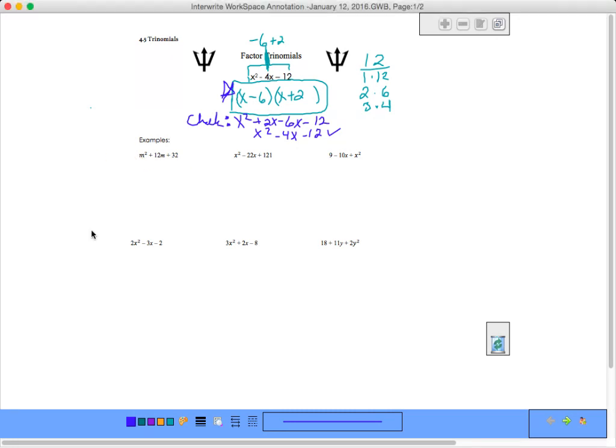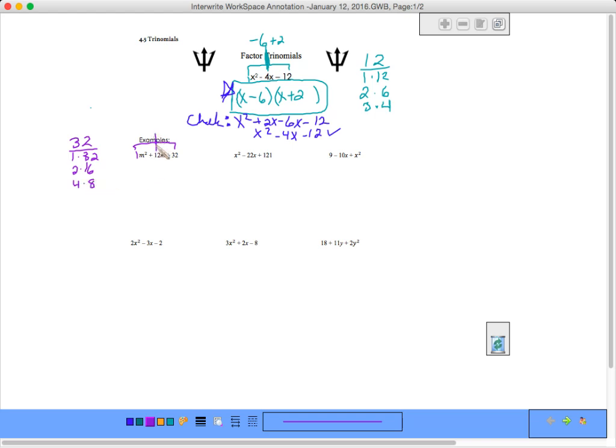We multiply the ends together here. Remember, this is just a 1. So I have 1 times 32. And then I need to list the factors of 32. So 32 is 1 and 32. It's 2 and 16. And it's 4 and 8.